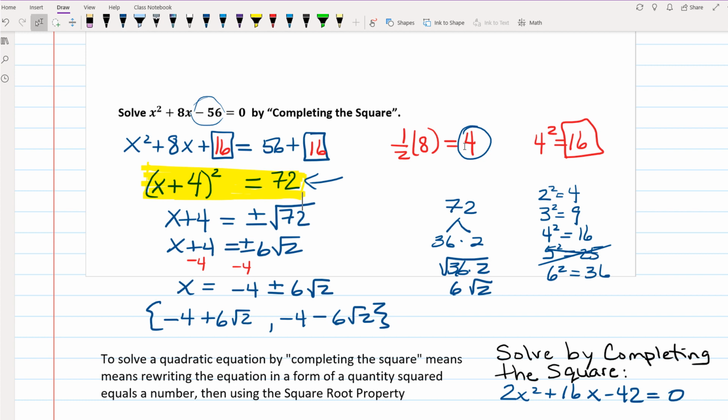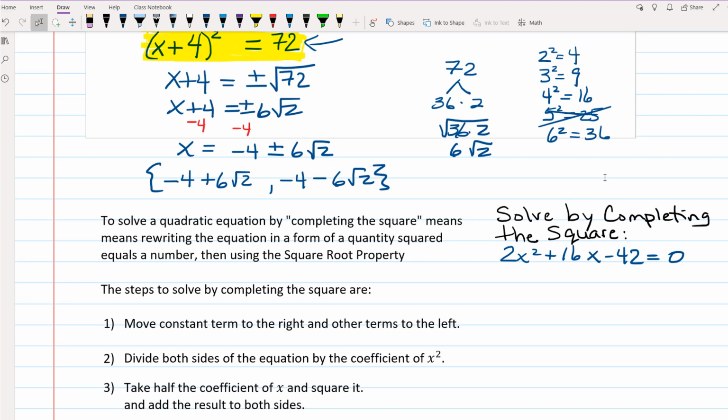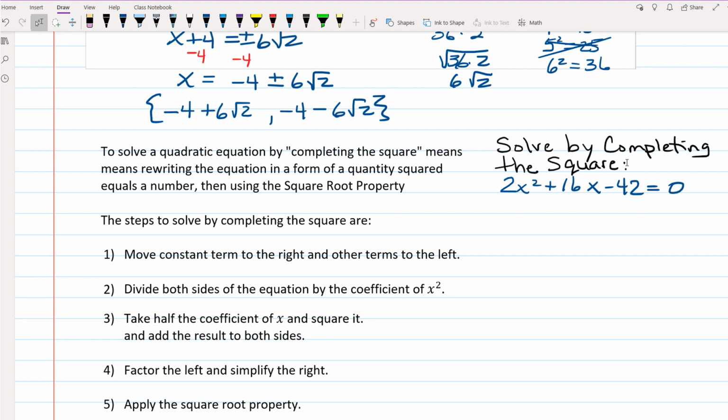So now I'm going to list out the actual steps that you will follow that will enable you to solve any quadratic equation by completing the square.